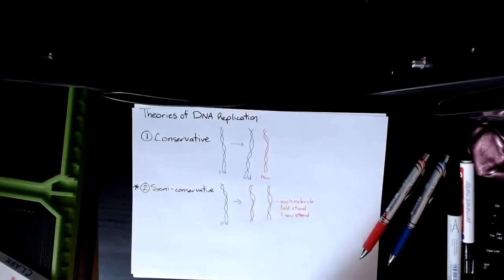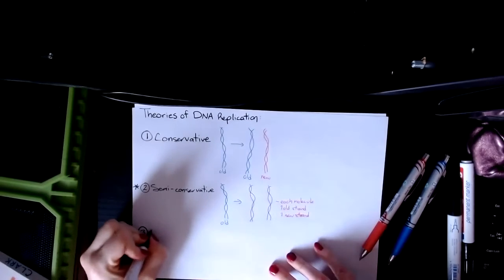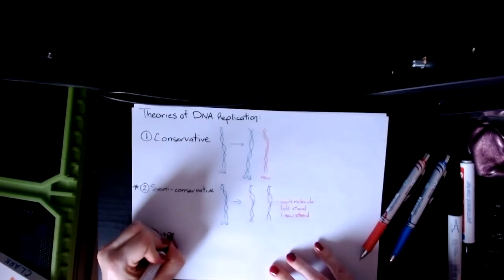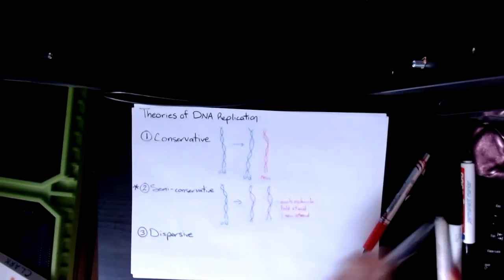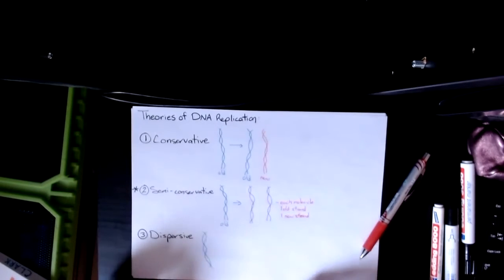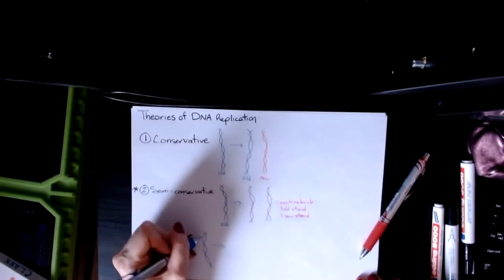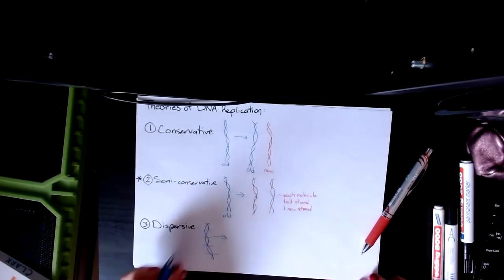The third theory was called dispersive. And so the idea for that one is, again, you have your old molecule with the two old strands, and then when you went to make new, the idea is that this basically got chopped up into little bits, and each little bit was then replicated and then assembled back together.